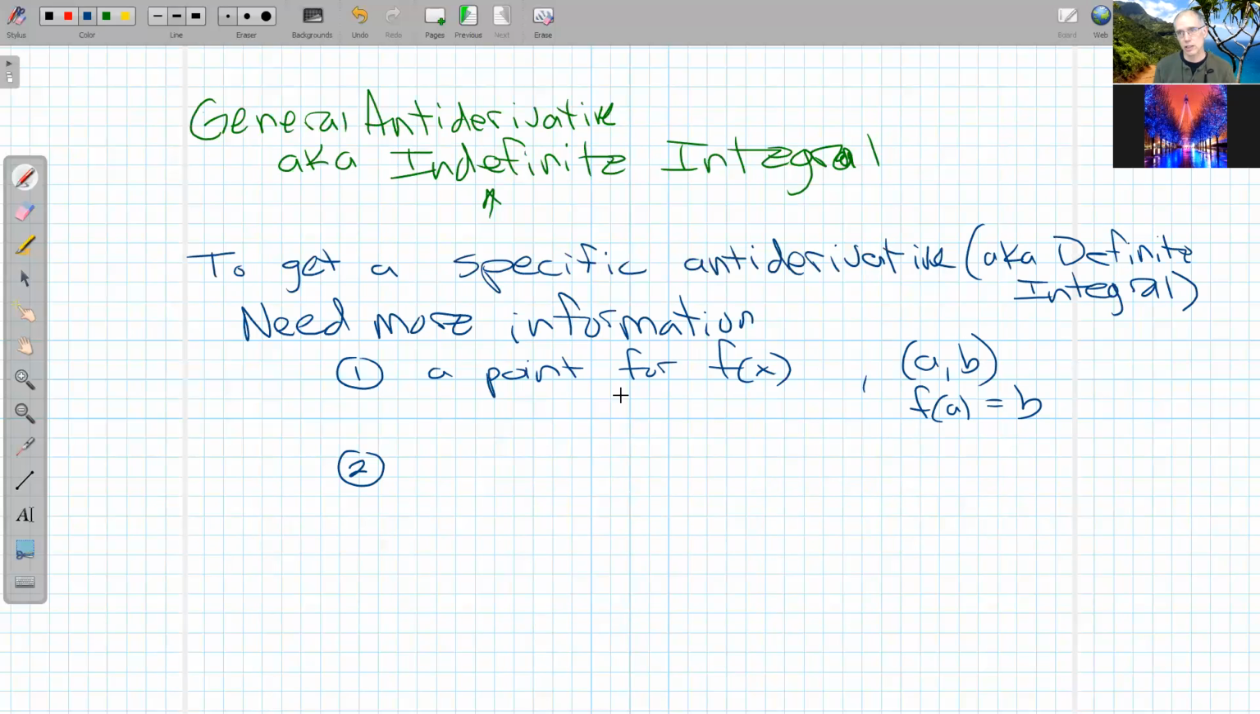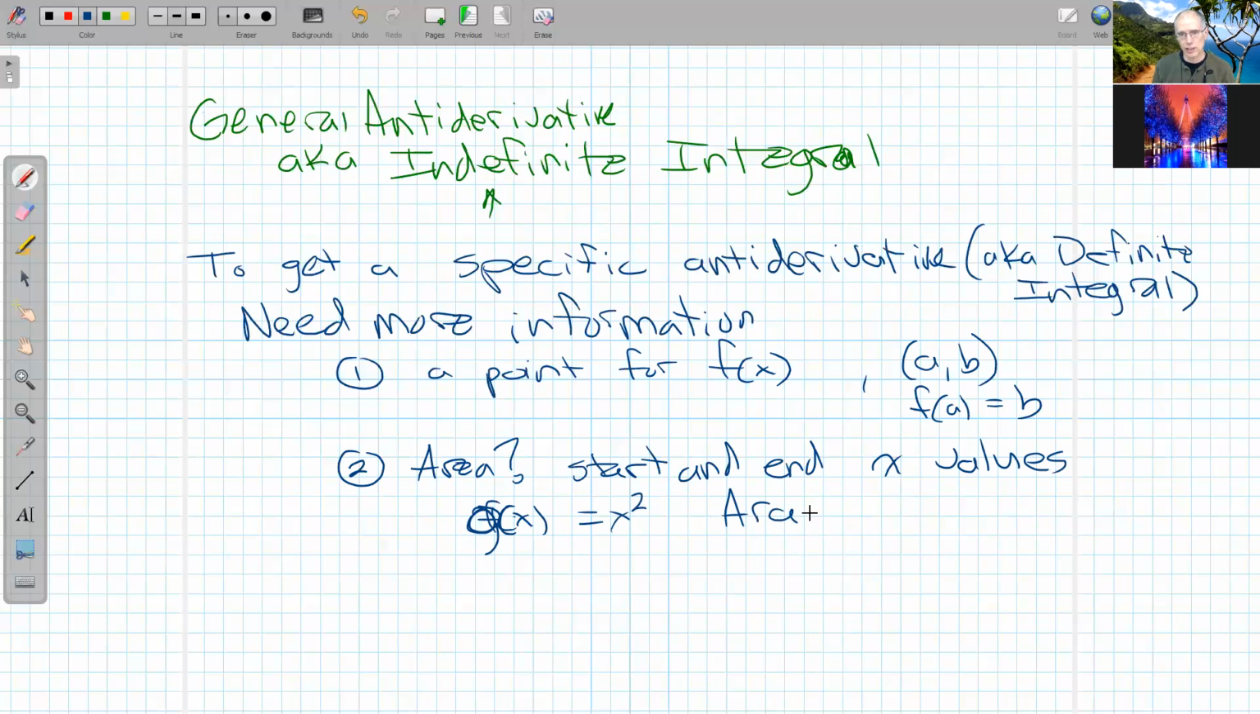The other way I can come up with a definite answer is if it came from an area problem, then I need to know the start and end x values. Like that one I was looking at earlier, g of x equals x squared, where I wanted to find the area from x equals 0 to x equals 2. Having those two x values allows me to get rid of the constants. Alternatively, having an x value and a y value allows me to figure out what the constant is. So that more information is either a point, or if it's an area problem, we need to know where to start and where to end. Then we can get a definite answer instead of an indefinite one with that constant hanging out.